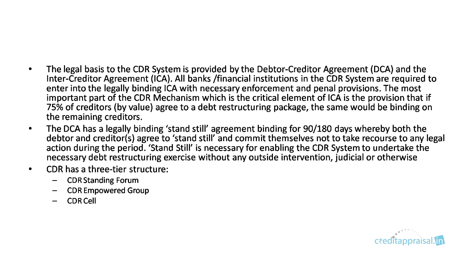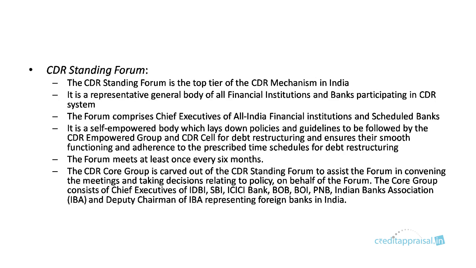So CDR is a three-tier mechanism. It has a standing forum, empowered group, and CDR cell. The standing forum is the top, apex tier of the CDR mechanism. It is a general body of all financial institutions and banks participating in the CDR system, comprising chief executives of all banks and financial institutions. It is basically a decision making, policy making body. It lays down the policies and guidelines to be followed by the layers below, the empowered group and CDR cell.